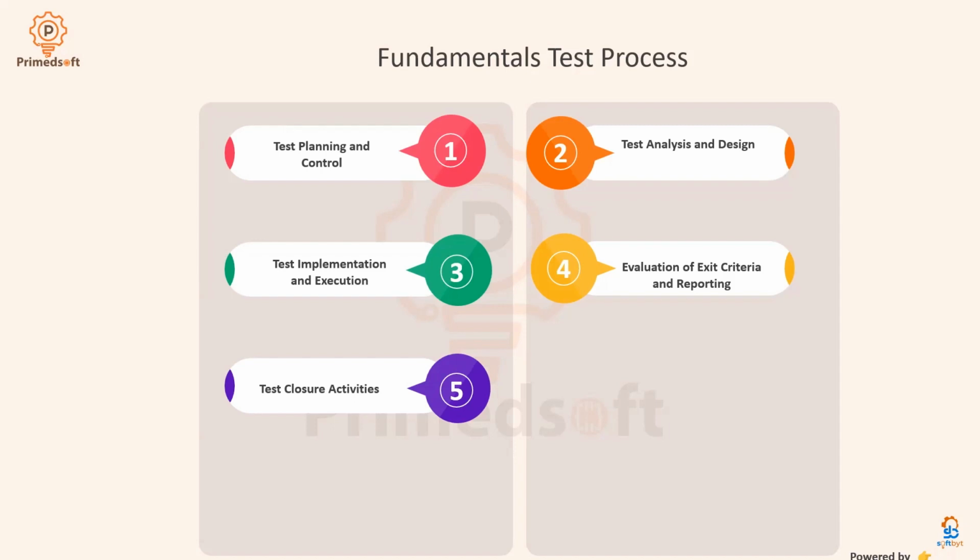So the next one is evaluation of exit criteria and reporting, right? Okay, so before we go to evaluation of exit criteria and reporting, we need to talk about test implementation and execution. So just note it, right? The first one, you go through test planning and control. The second one, you go through test analysis and design. The third one, you go through test implementation and execution.